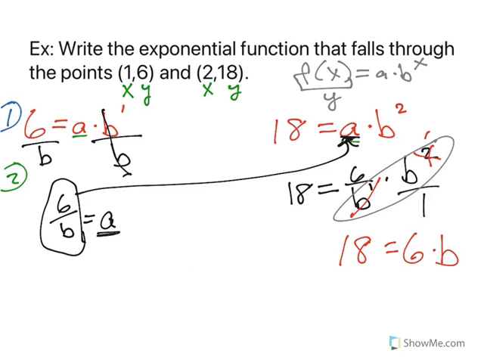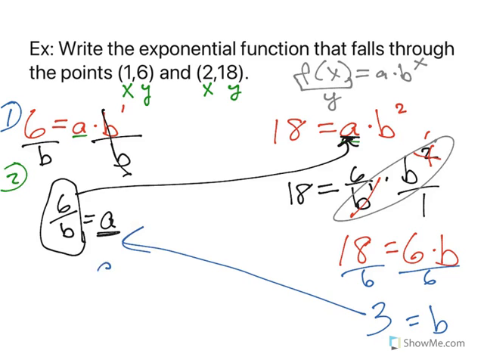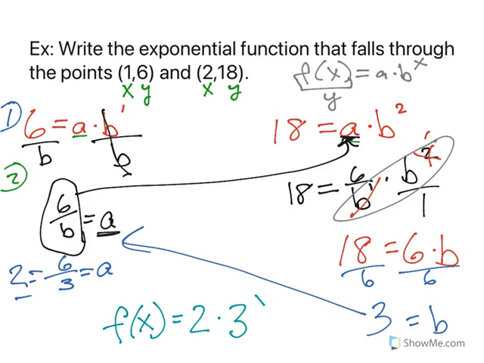So if 18 equals 6b, divide both sides by 6, that means b has a value of 3. Well, let's go back to this equation. That means a equals 6 divided by 3. That means a is 2. So now I can write my function f of x equals 2 times 3 to the x. And that's the idea, okay? I know it can be a little tricky, so let's do another one.